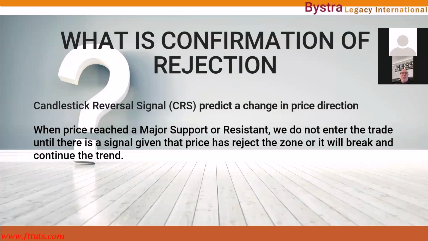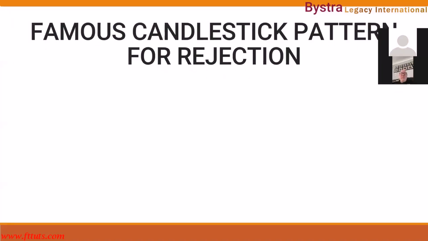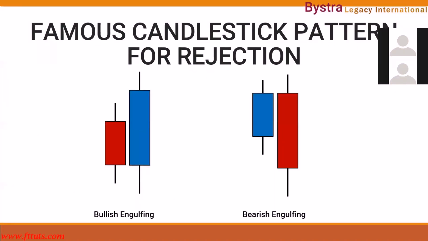I always mention this often in the group: wait for rejection. How do we know to wait for rejection? Because once we have a rejection, then only we will find opportunity to trade. Without rejection, we cannot trade, because there is no seller or buyer that goes in when price is going on a reversal trend. All right, so here I'm going to show you. This is the most basic and commonly used reversal candles, the bullish and the bearish engulfing.